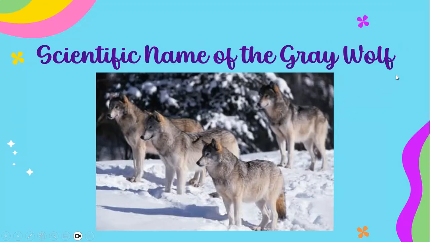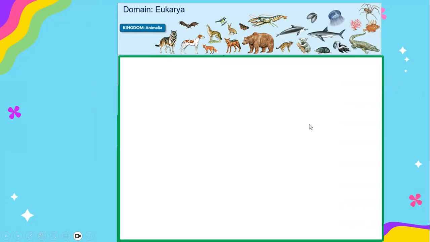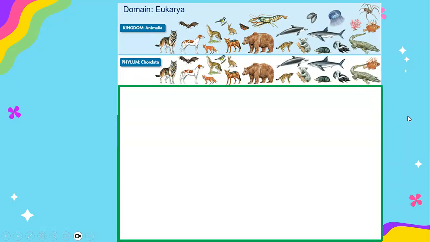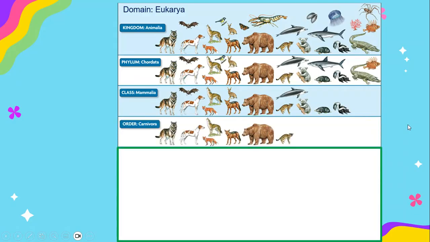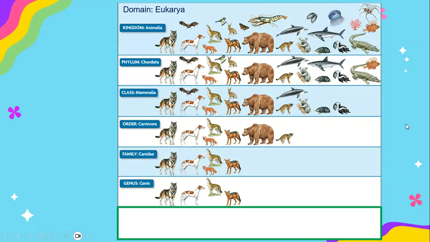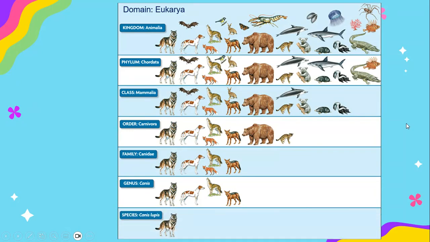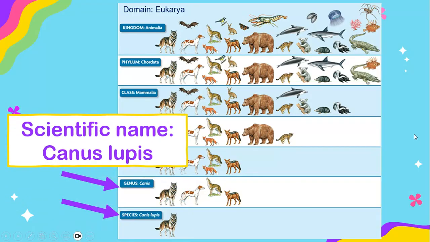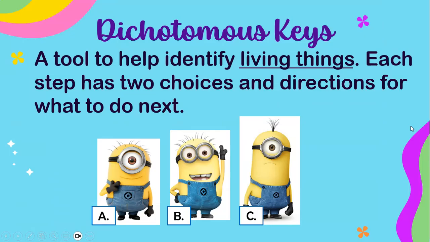So they mentioned the wolf. We'll go through the classification of a gray wolf really quick. They are in the domain Eukarya, kingdom Animalia, phylum Chordata, class Mammalia, order Carnivora, family Canidae, genus Canis, and their species is lupus. So the scientific name, the last two, is Canis lupus.